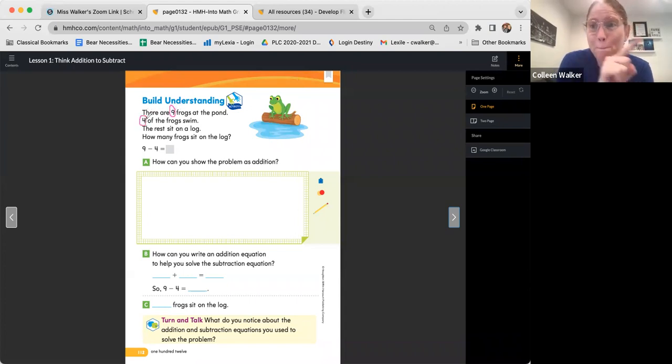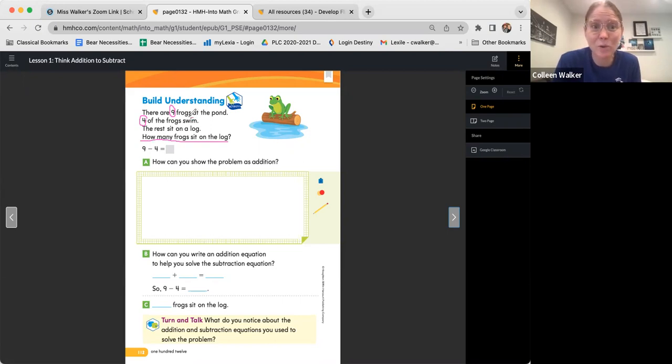Step 2, if you said underline the question, that's correct. How many frogs sit on the log? Step 3, if you said box keywords, that's correct. Let's reread it and see if there are any keywords. There are 9 frogs at the pond. 4 of the frogs swim.